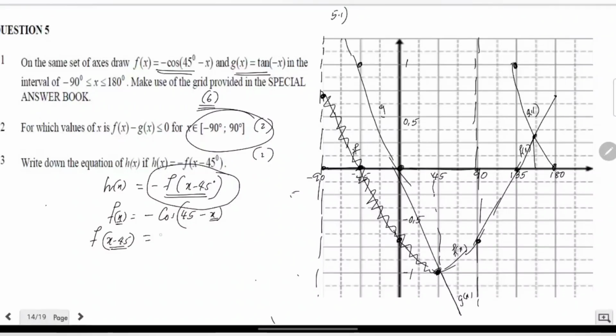So how do I write it? Minus cos bracket 45 minus, in the place of x, what are you going to write? x minus 45. Since it's a binomial, use a bracket. Now simplify. Minus cos bracket 45, open the bracket with the minus: minus x, minus minus, plus 45. Do you see that? So when you simplify this, you get minus cos bracket 45 plus 45 is 90 minus x.